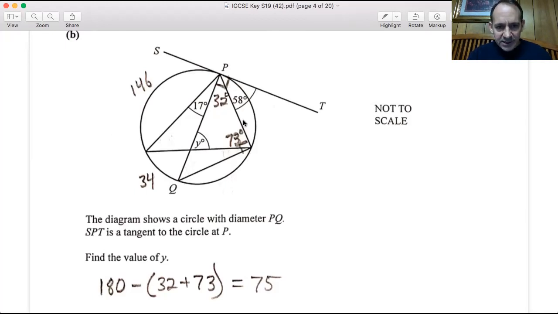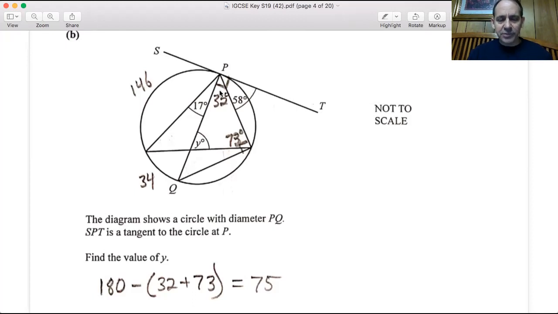Now we're starting to fill in this inner triangle. We have y, which we're looking for. We now have 73. Now we need to find this angle up here. So another property is with this tangent. Tangents to circles are perpendicular to the radius. Well, a diameter includes the radius. So a tangent line to a radius is perpendicular, meaning 90. So 90 minus the 58 gives us 32.